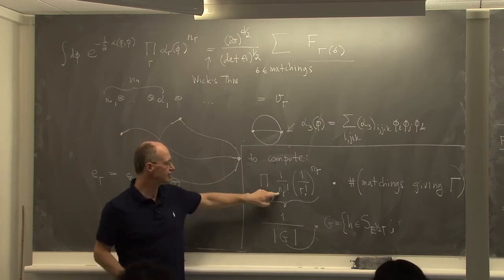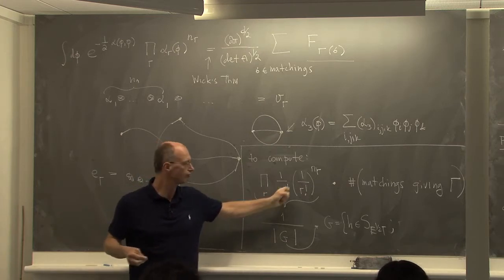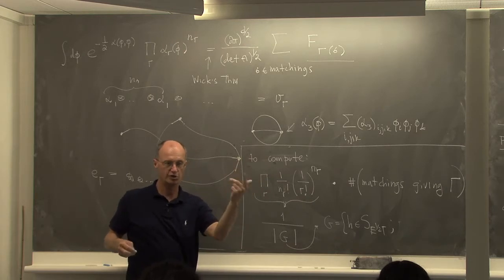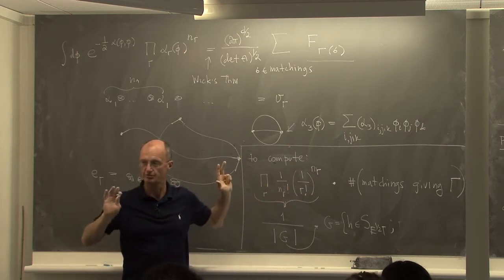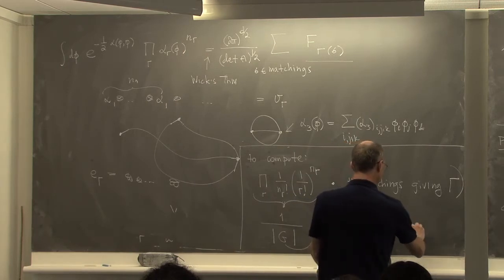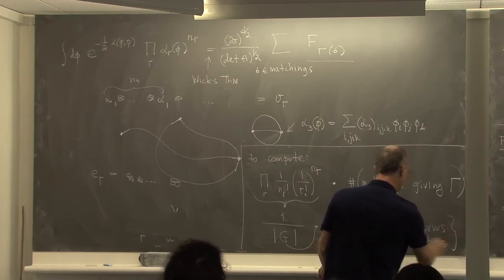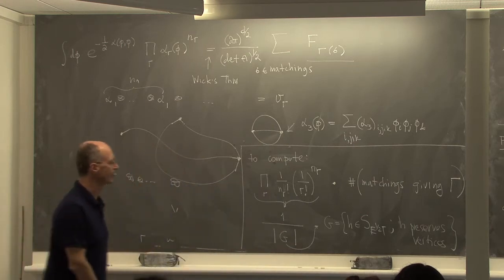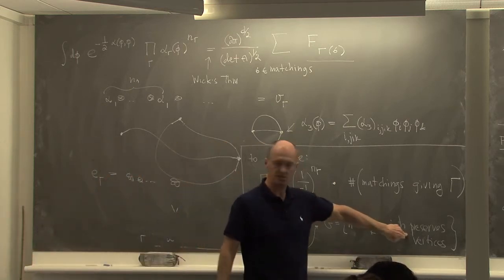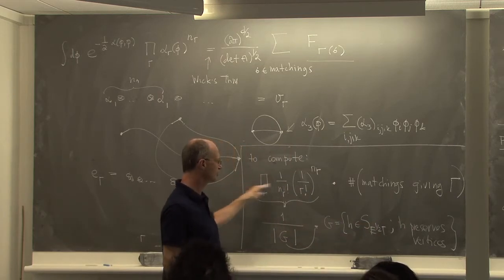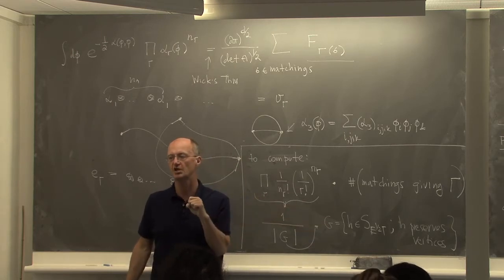So these are permutations of vertices of valency r, and these are permutations of half edges emanating from each vertex of valency r. But they don't preserve edges. So that's the subgroup which preserves vertices. Recall that automorphisms of gamma form a subgroup which preserves vertices and preserves edges. So the automorphism group of gamma is a subgroup of this gadget, which on top of it preserves edges.